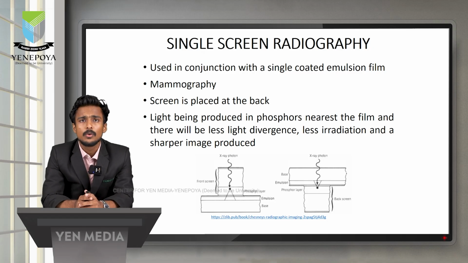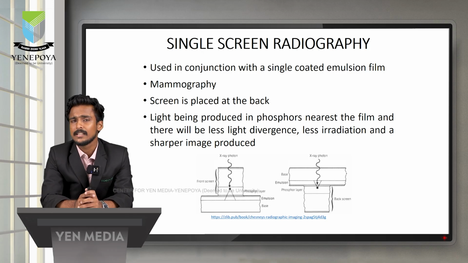Next we are moving to single screen radiography. Single screen radiography is used in conjunction with a single coated emulsion film. It is used for mammography, and the intensifying screen is placed at the back side of the cassette only.